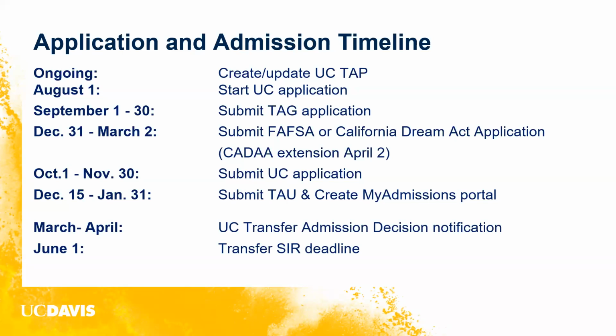Upcoming deadlines are to submit your TAU by January 31st and your FAFSA by March 2nd, or California DREAM Act application by April 2nd. The UCs notify students of their admission decisions between March and April. UC Davis typically notifies transfer students of their admission decisions mid to late April. The UC system commitment deadline for transfers is June 1st. So if you're admitted and you want to attend a UC, you must submit your statement of intent to register no later than June 1st.